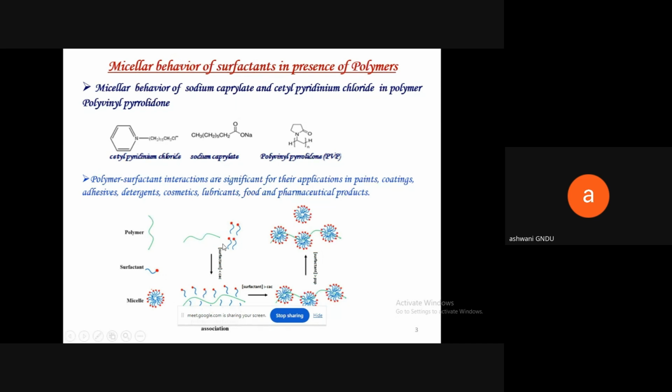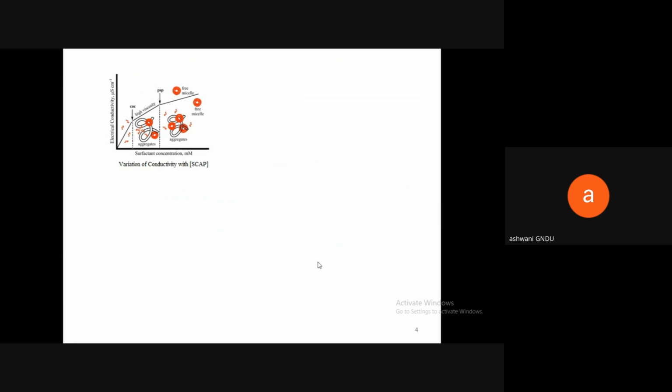When the polymer and surfactant come close together, they interact, and the hydrophobic part of the surfactant interacts with the hydrophobic part of the polymer. When the concentration increases, they form micelles around the polymer, and once the polymer is covered, some micelles are also formed in the solution. So this is the saturation of the polymer chain, and this is how it is happening.